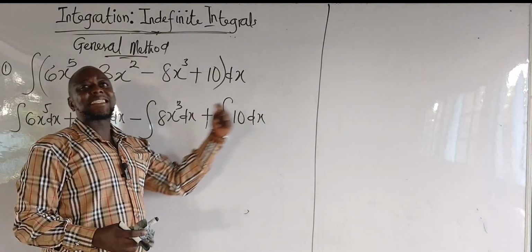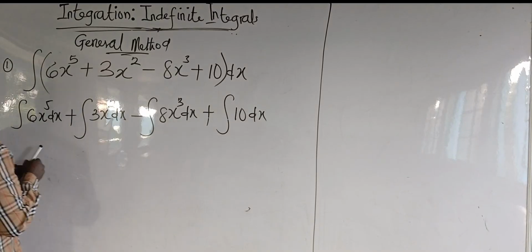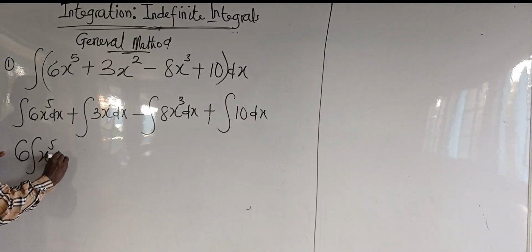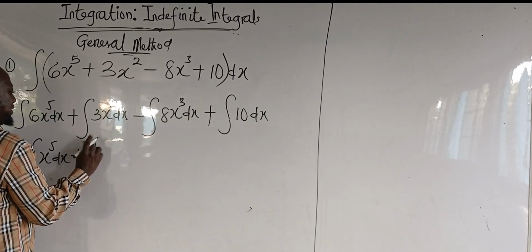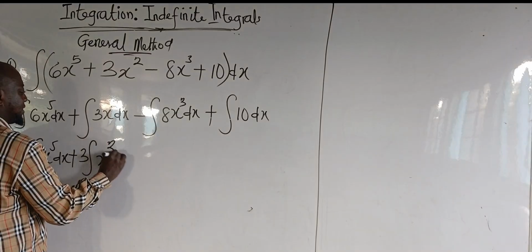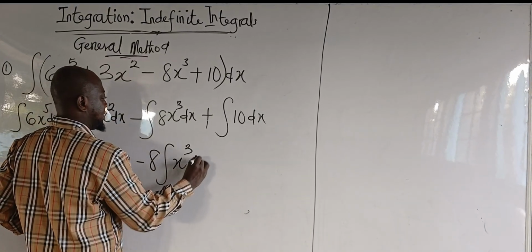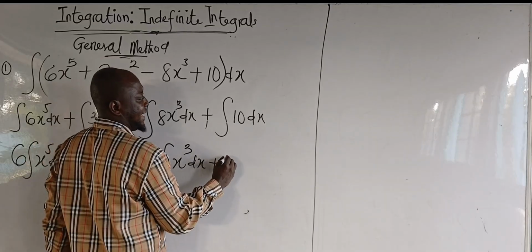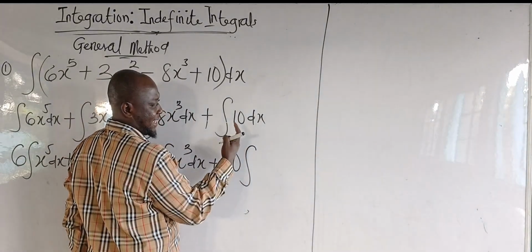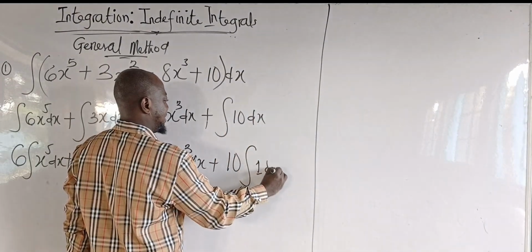Now, the next task is this: separate out the coefficients that are standing with the x. So we have 6 times the integral of x^5 dx, plus 3 times the integral of x^2 dx, minus 8 times the integral of x^3 dx, plus bring out this 10. When you bring out this 10, we are having 1 left here, because 1 times 10 is 10. So let's put it like this. This is what we have.